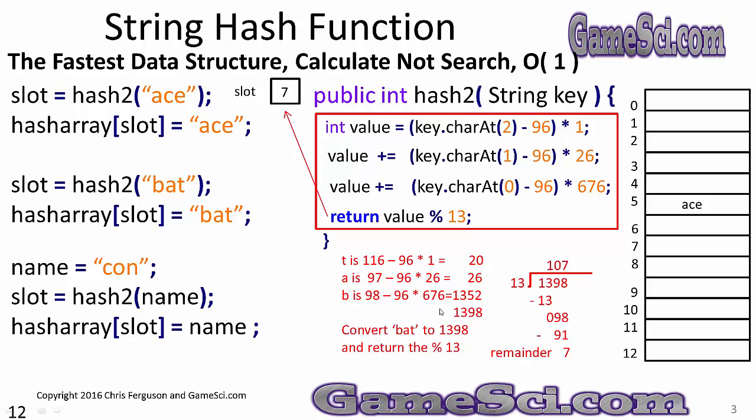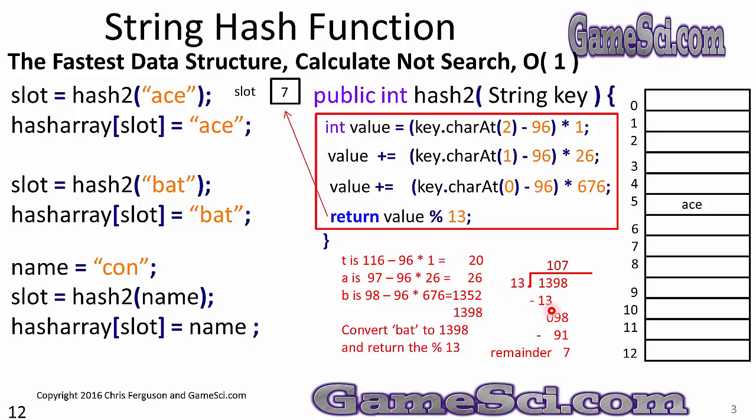Well, how do I map 1398 to a position in the hash table? I do a modulus of 13 and find the remainder. So after converting bat to 1398, I find the remainder by dividing 1398 by 13. Here you can really see the math.